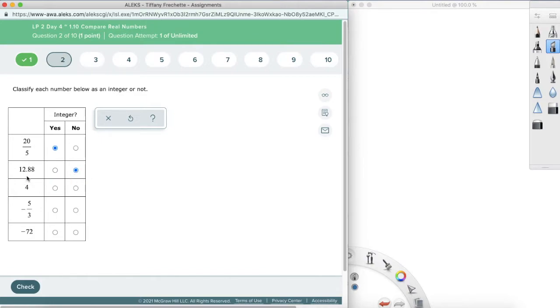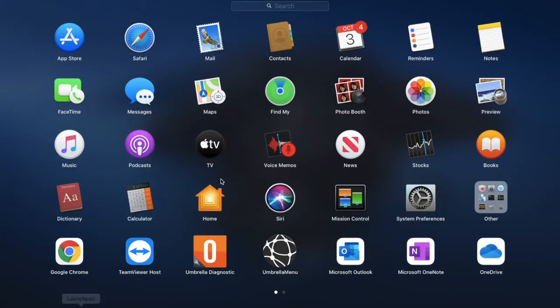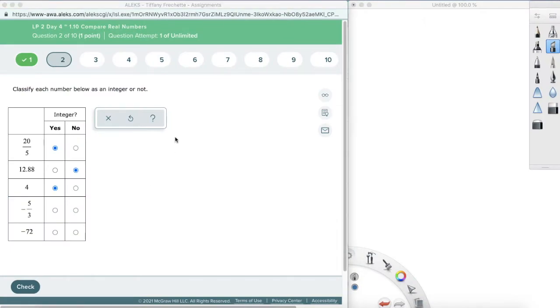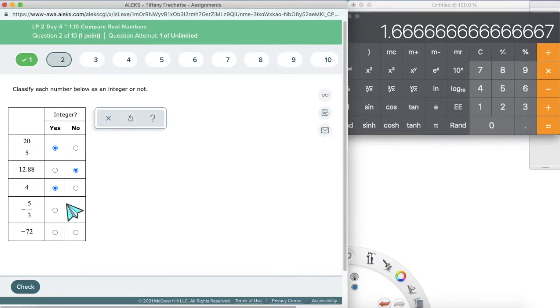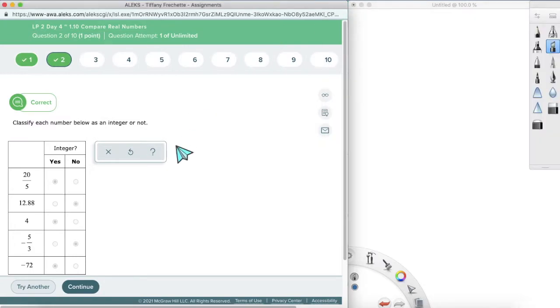Well, +4, that was the same as this first one. So yes, that works. -5 divided by 3. If you don't know what that is, you can always grab the calculator. Oops, they don't have the calculator in here, but you can always grab another calculator if you want. And go 5 divided by 3. And go, oh, nope, that's a decimal. I don't want that. So no. -72, that's perfectly fine because there's no decimal place. So we're going to go ahead and click check there. And we're good to go.